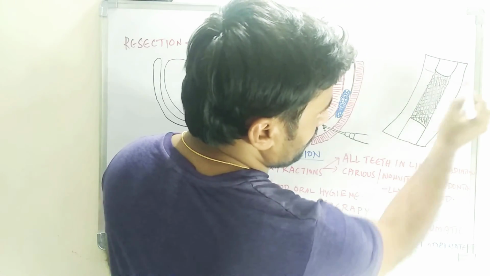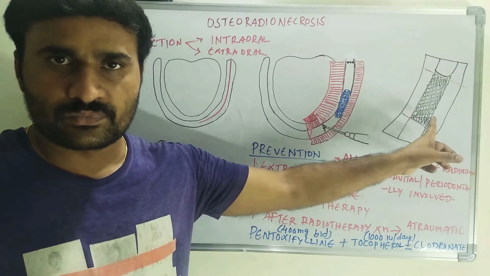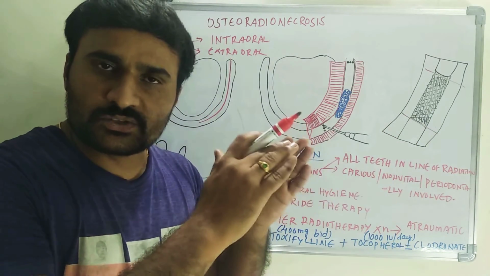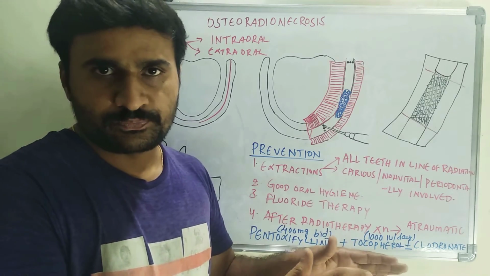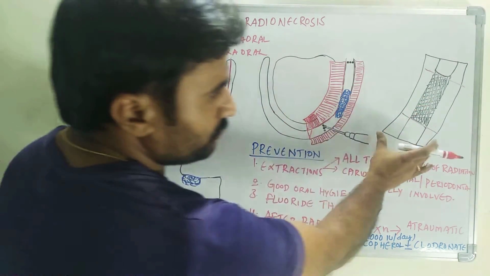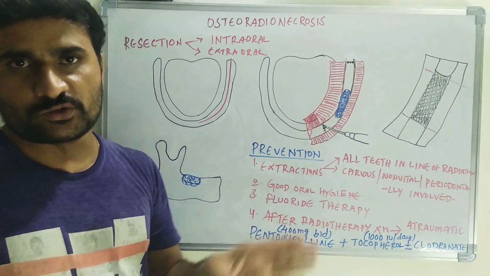In between this area, the bone is removed. So after removal, you should make sure that there are no sharp bony ridges, and we have to close both the flap margins, that is the labial one and the lingual one. You have to close that.